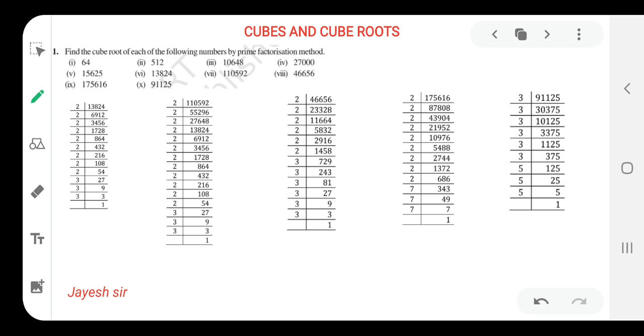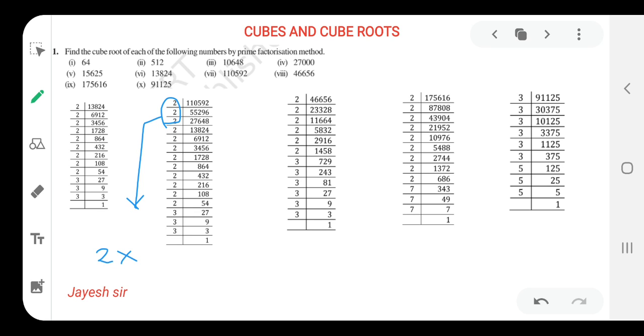Now let us begin with the next sum. We will make the pair of 3. We will start making the pair of this. So what is the number? 1,10,592 is the cube of which number? Pair of 3, that means this 2. First I will write like this over here, 2.